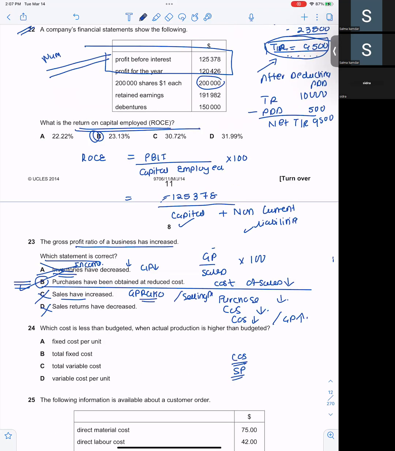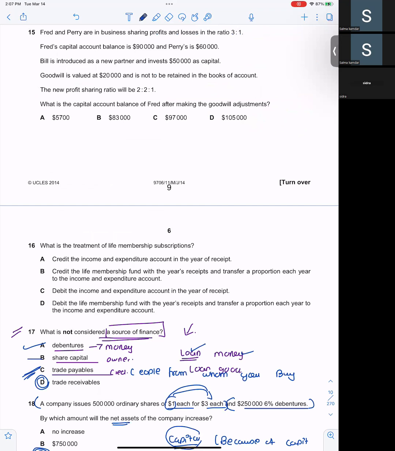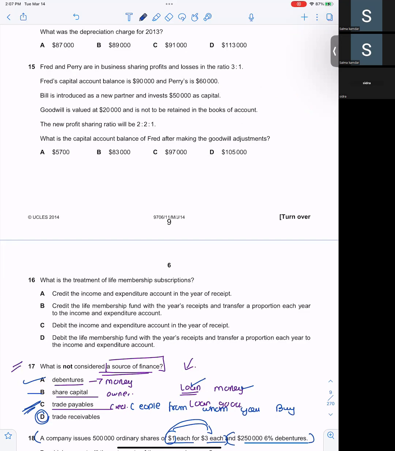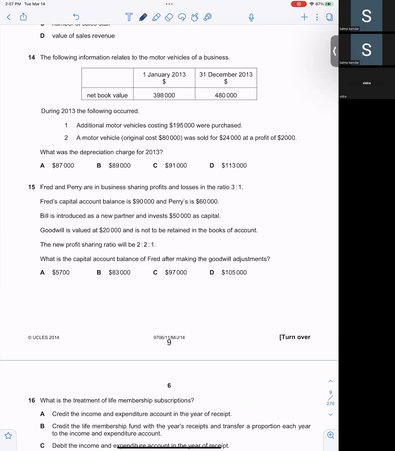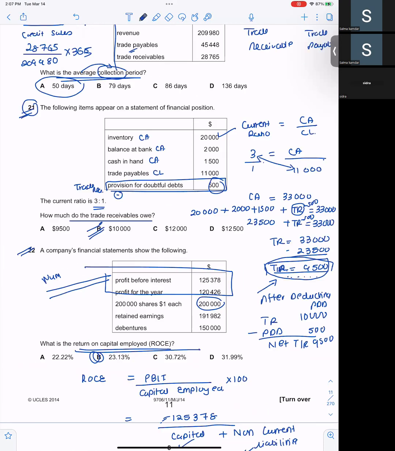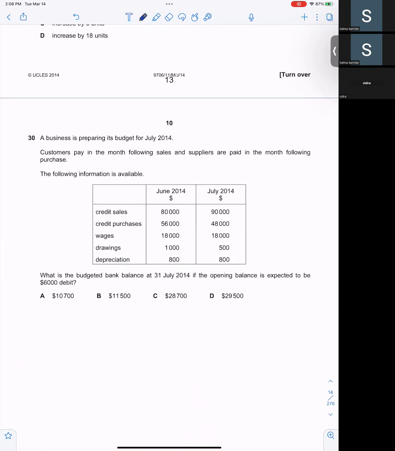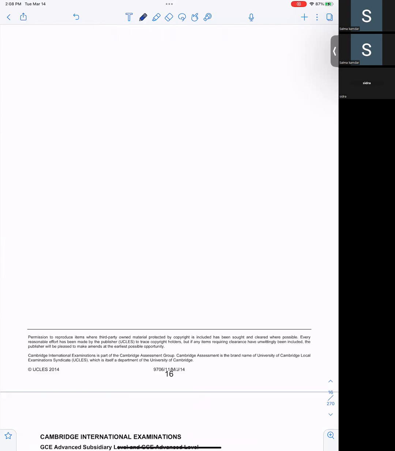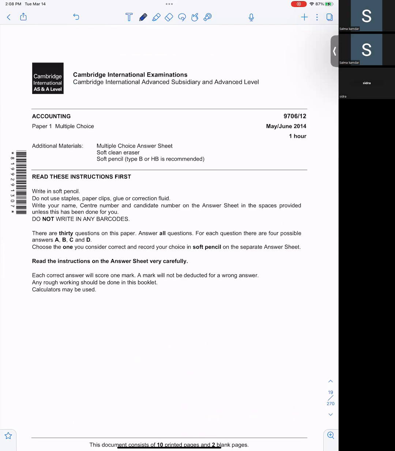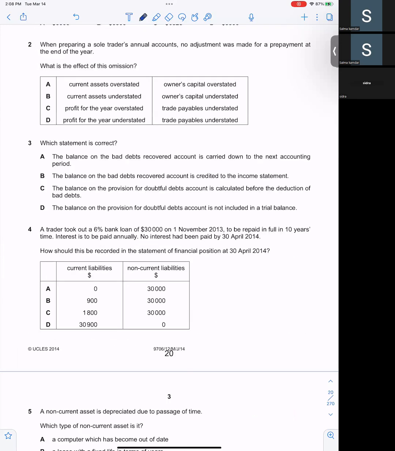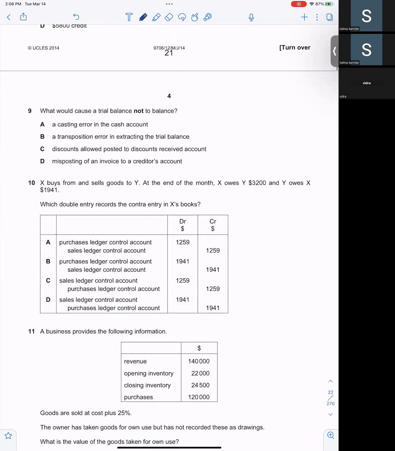Okay, let's do the limited and ratio of the newspaper, 2015. It will start from around 16, 17.